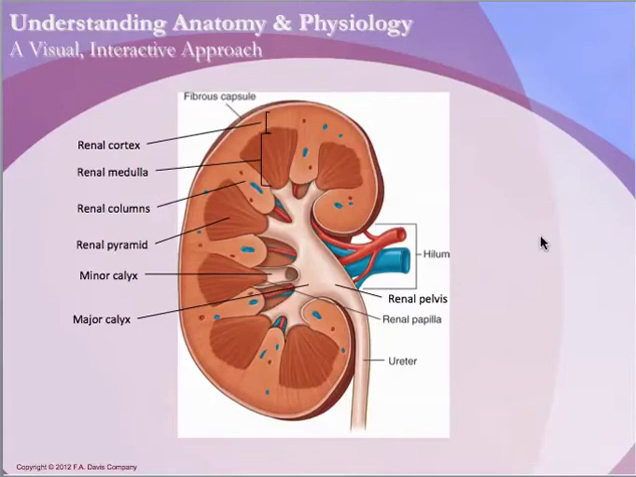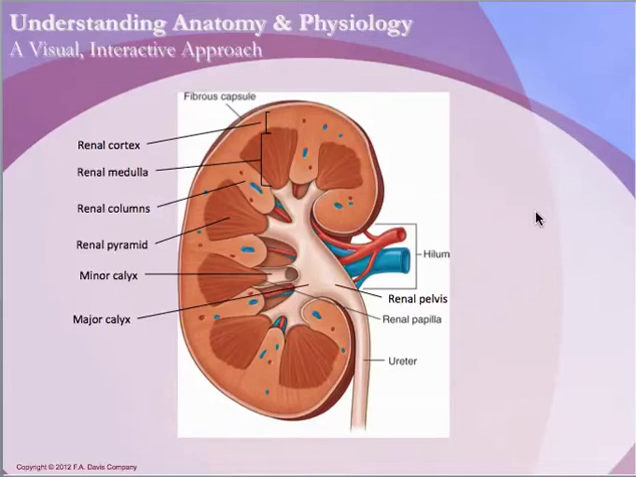So let's talk about the different layers. There are 3 different layers to the kidneys. The outermost layer is the renal cortex. The inner layer is the renal medulla. Within the renal medulla, we have these renal columns and these renal pyramids. They actually are where urine formation occurs.